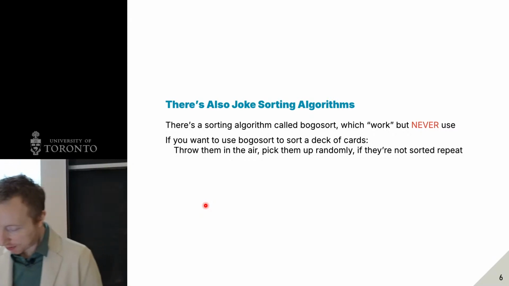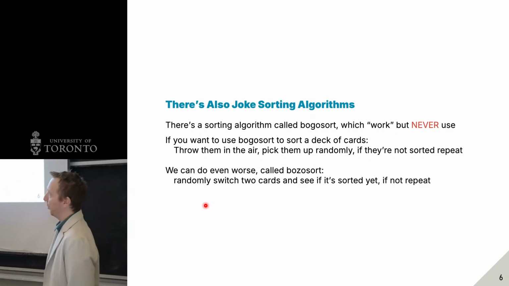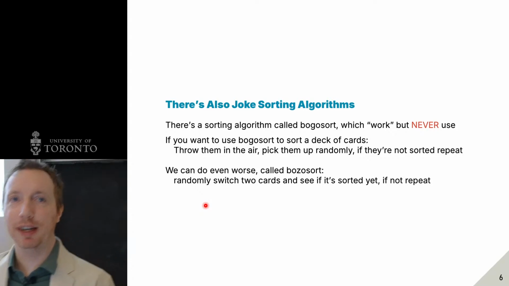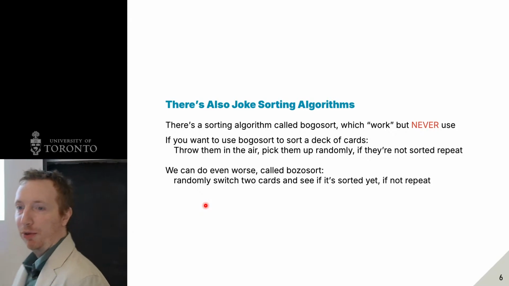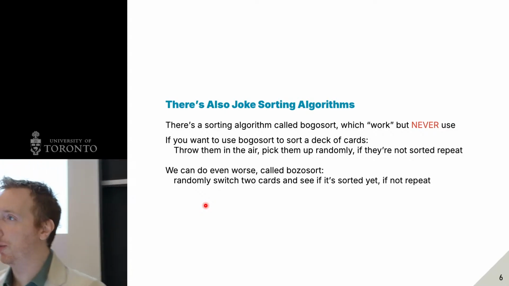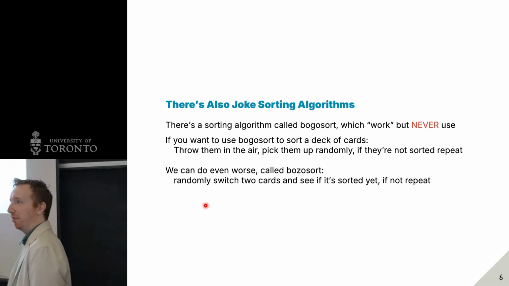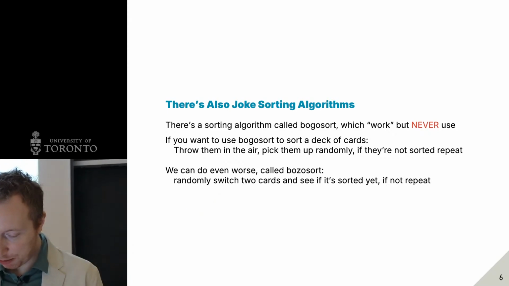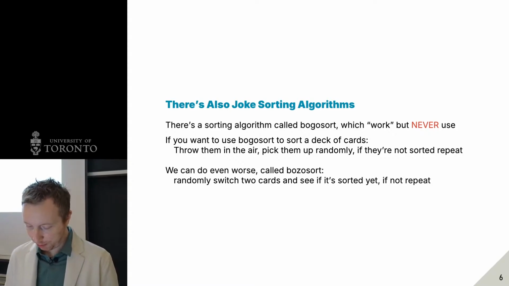So there's an even worse version of it. It's called bozo sort. So bozo sort is even slightly worse. All it does is just randomly switches two cards, and then you check if it's sorted or not. If it's not sorted, you just keep on going. So we can actually implement that and see how it works. Spoiler alert, it doesn't work that well.